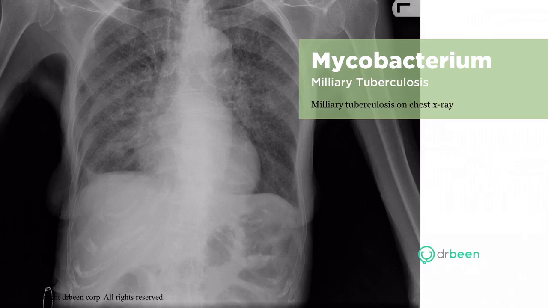Now let's look at the chest x-ray. This is a chest x-ray of a patient with miliary tuberculosis. Do you see lots and lots of infiltrations that you can see here? This millet seed appearance is throughout the lung on the x-ray. So this is called miliary tuberculosis. Thank you very much.